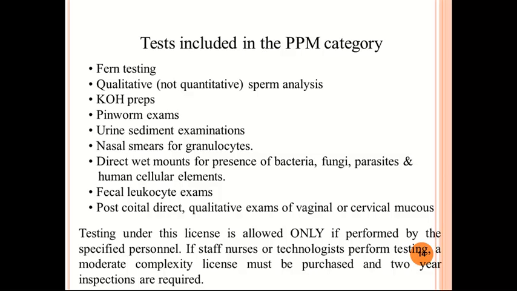Here's a list of some more testing for the PPM category: fern testing, qualitative sperm analysis, KOH preps, pinworm exams, urine sediment examinations, nasal smears for granulocytes, wet preps, fecal leukocyte exams, and postcoital direct qualitative exams of vaginal and cervical mucosa. Testing under this license is allowed only if performed by the specific personnel. If staff, nurses, and technologists perform testing, a moderate complexity license must be purchased and 2-year inspection is required.